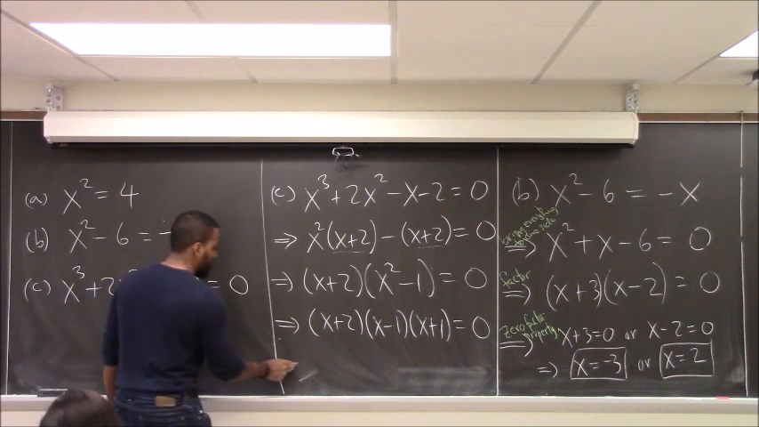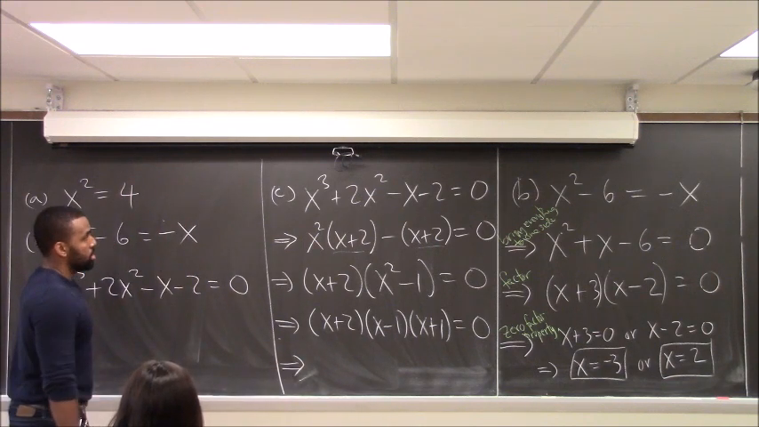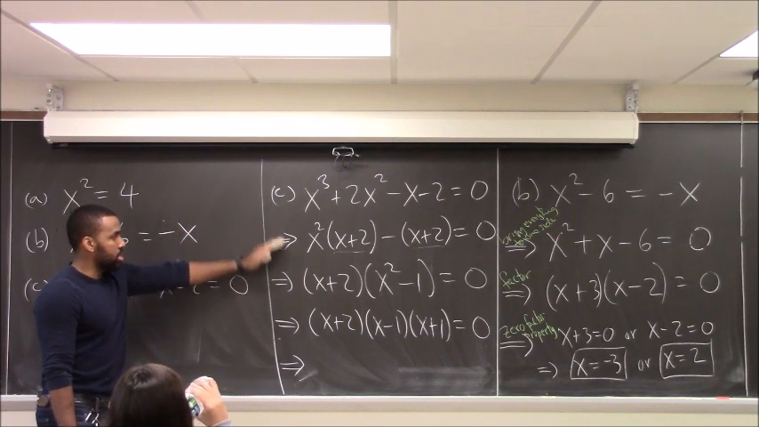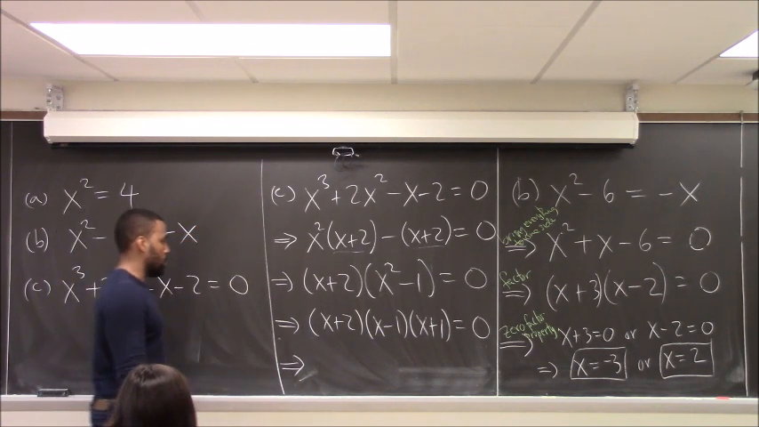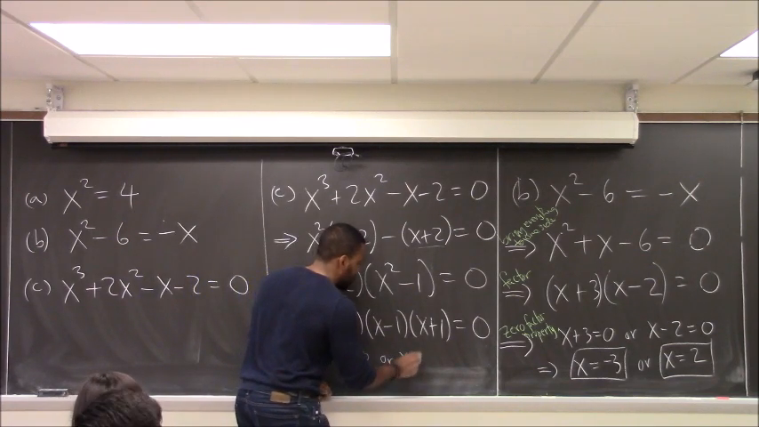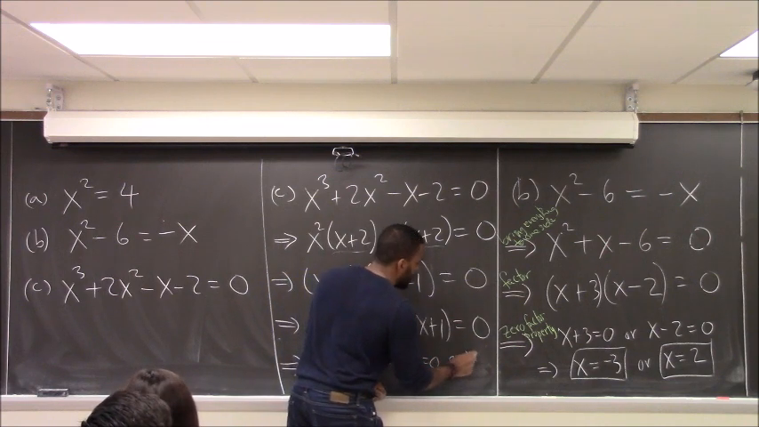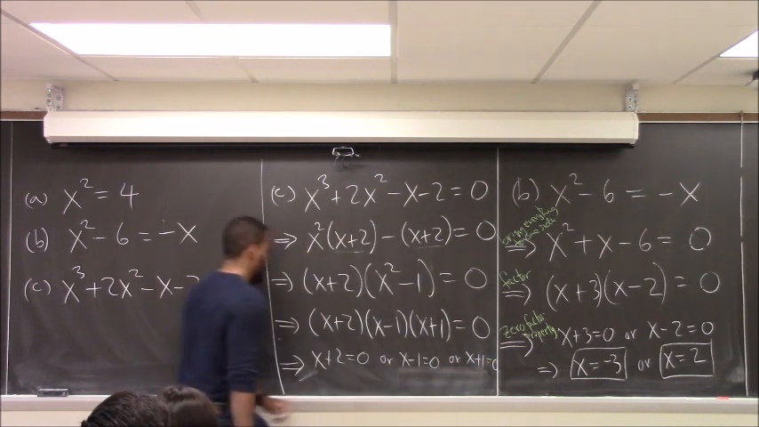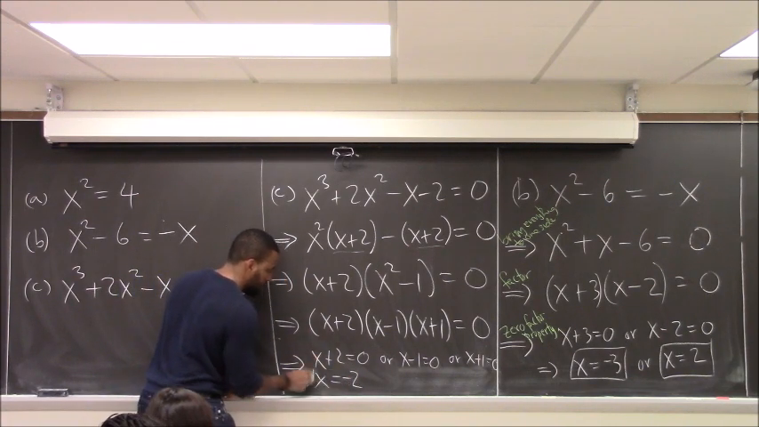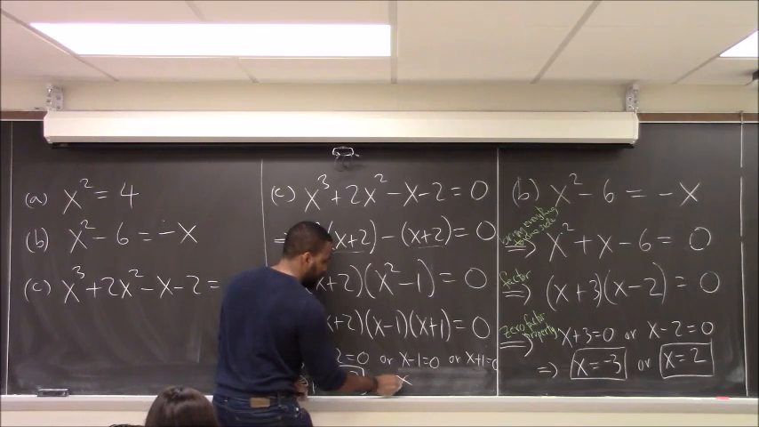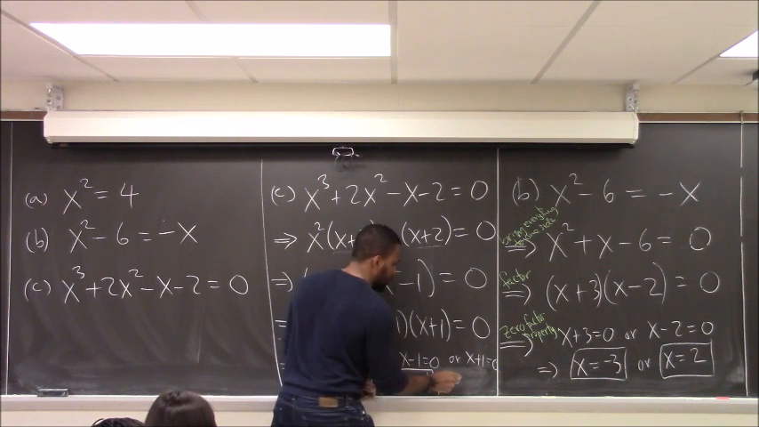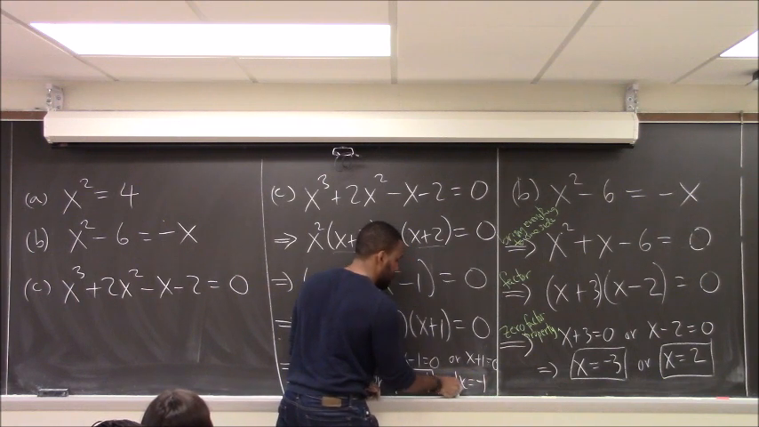So now I apply the zero factor property. Everything was already on one side, so the goal was to factor. I did that in these 3 steps here, doing factor by grouping. Now I'm going to say either x plus 2 equals 0, or x minus 1 equals 0, or x plus 1 equals 0. And eventually you'll be able to even skip that line and just jump straight to x is minus 2, or x is 1, or x is minus 1.